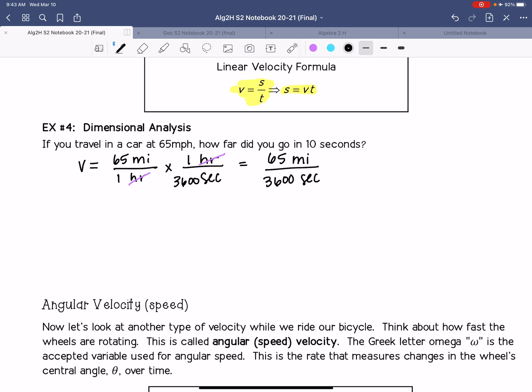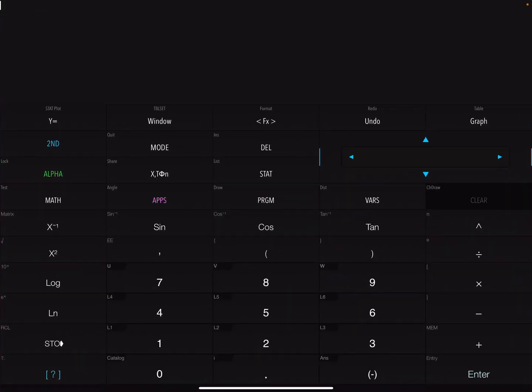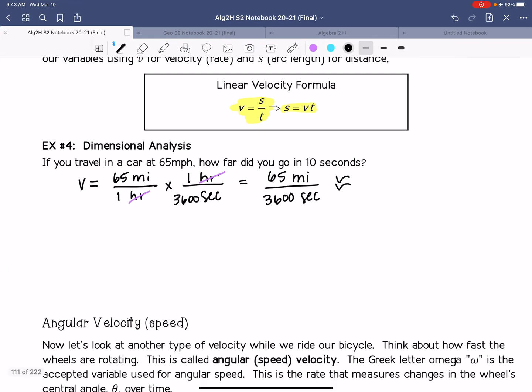Okay, so to figure out how many miles do I go in 1 second, we're just going to divide. So again, using a calculator, we're going to do 65 divided by 3600, which equals 0.018056. We'll just spread it out a little. So equals approximately 0.018056, and this is miles per second. Okay, so now I know how many miles per second I go.